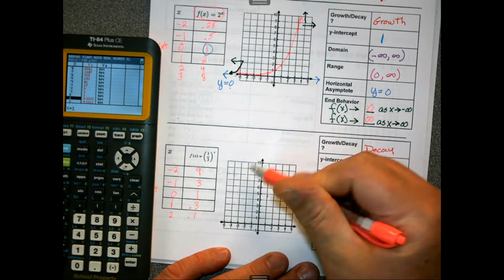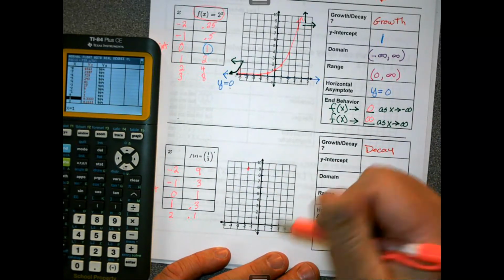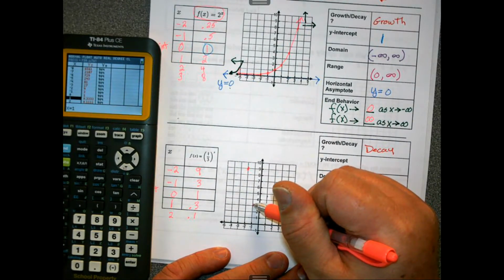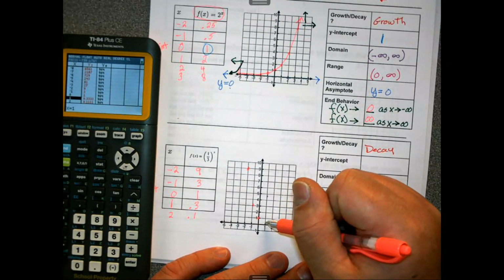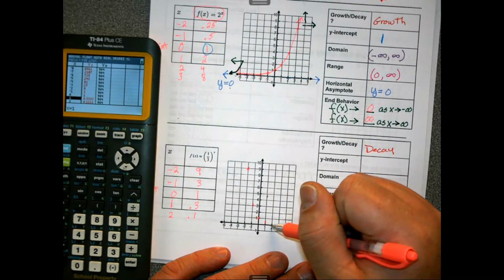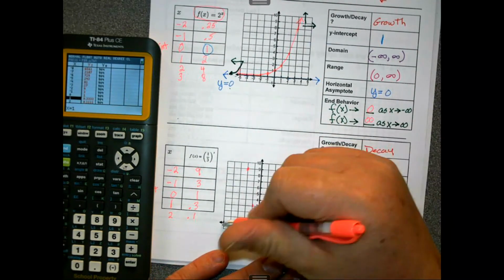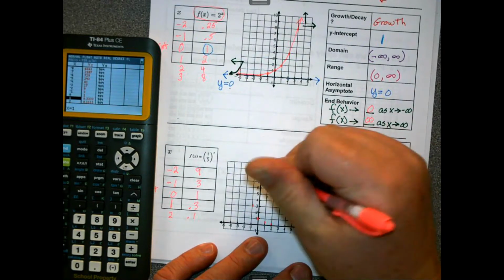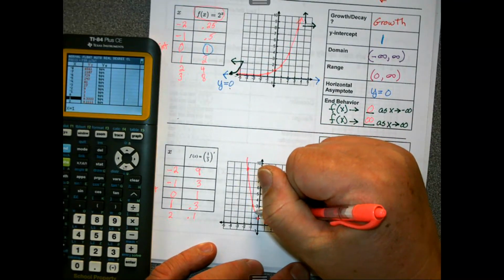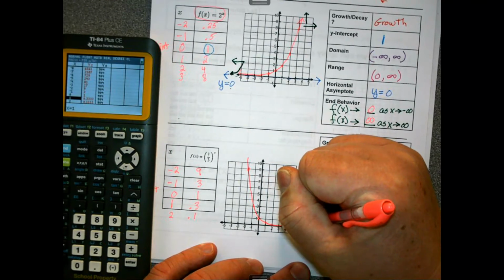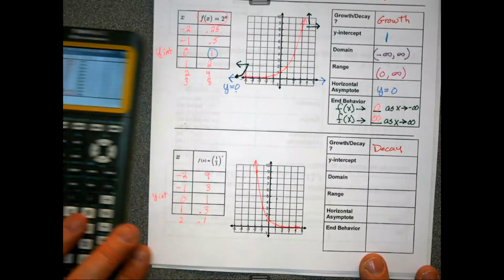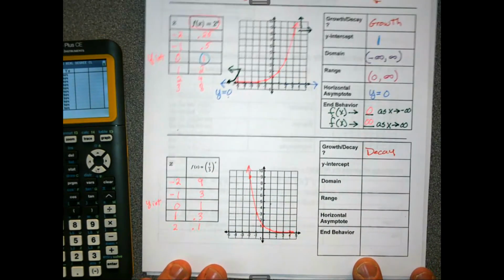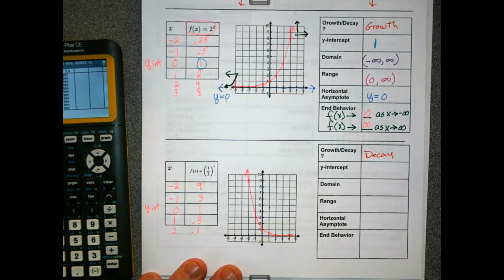-2, 9. -1, 3. 0, 1 is our y-intercept. 1, 1/3. 2, 1/9. So it's going to try to get to that x-axis, right? But never touches or crosses it. Okay, our y-intercept again is 1.